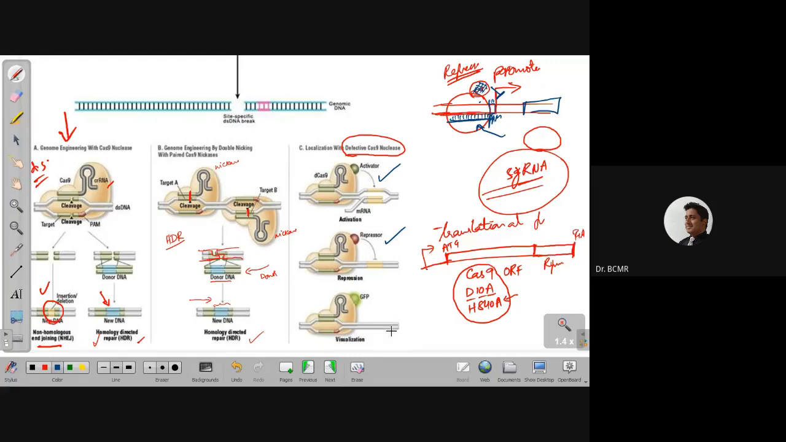You can also visualize. That means you add a GFP protein. I want to know in a genome where exactly this particular gene is. Give me a second, I'll make some space here.